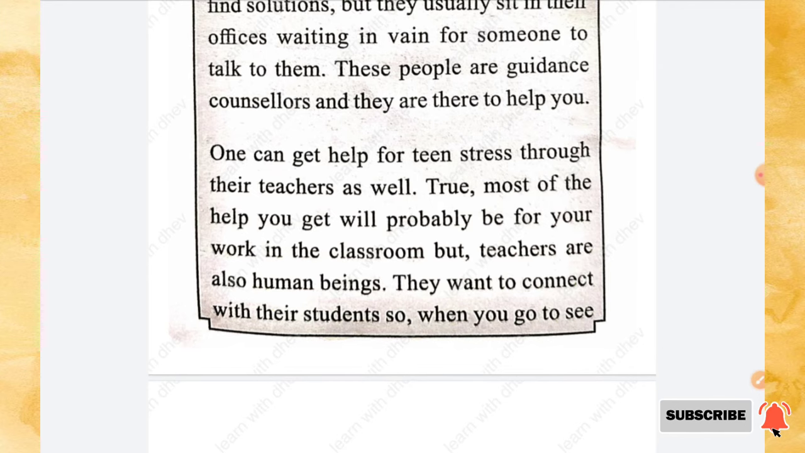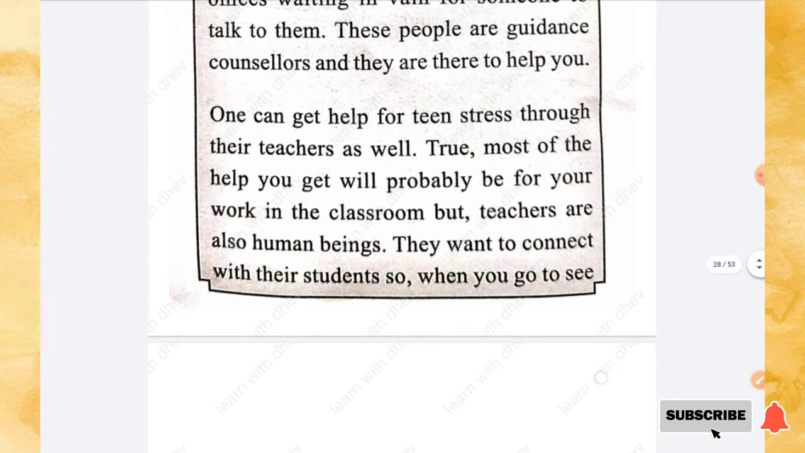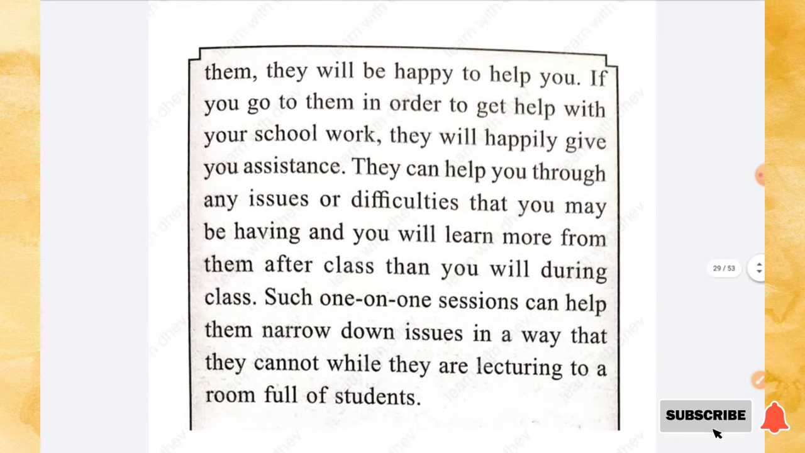One can get help from teen stress through their teachers as well. True, most of the help you get will probably be for your work in the classroom, but teachers are also human beings. They want to connect with their students, so when you go to see them, they will be happy to help you. If you go to them in order to get help with your schoolwork, they will happily give you assistance. They can help you through any issues or difficulties that you may be having, and you will learn more from them after class than you will during class.